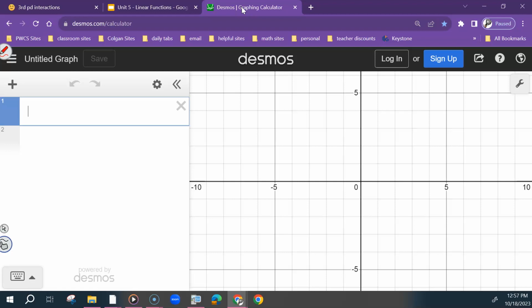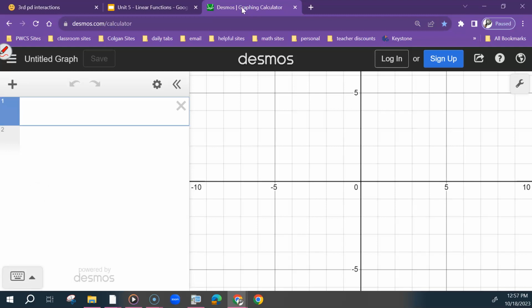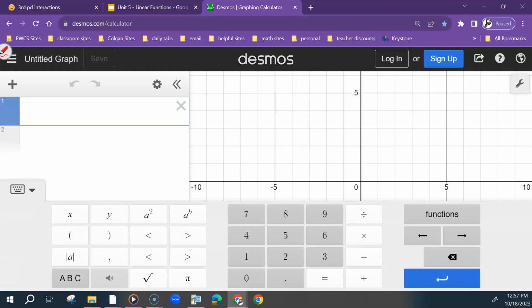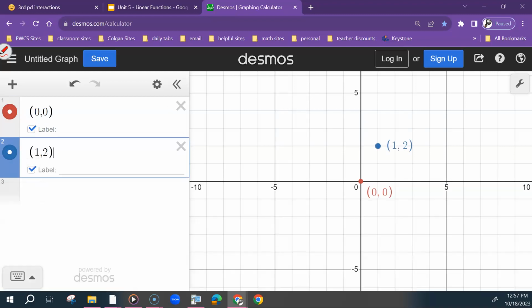There were some slope things that we did not talk about that Desmos can help you do. So I'm going to put in 2 random ordered pairs. You can put in whatever you want, in 2 different lines. I hit label to label them. You don't have to, but you can.